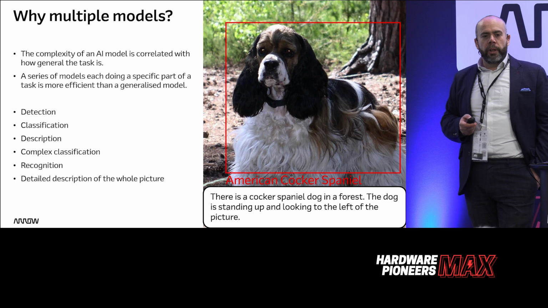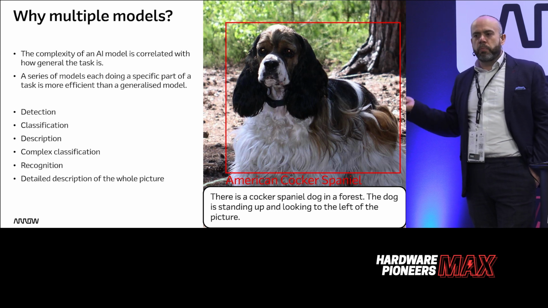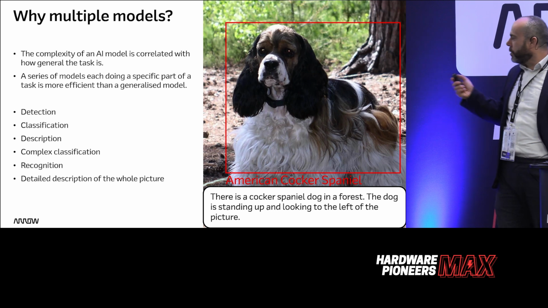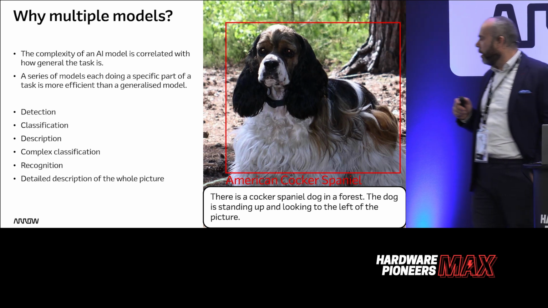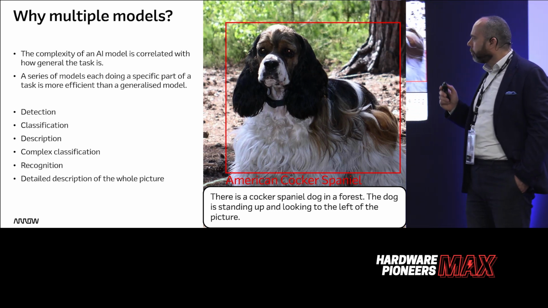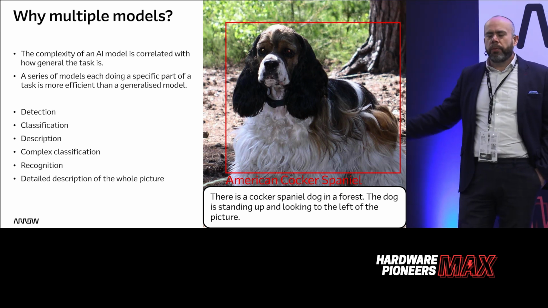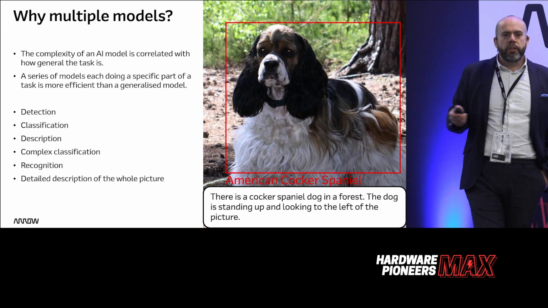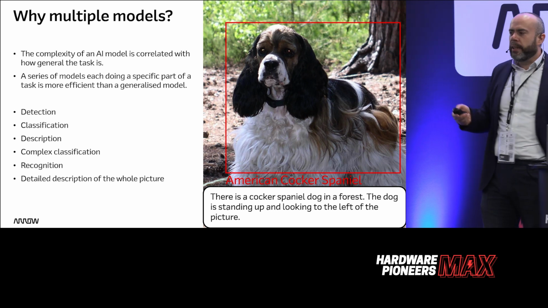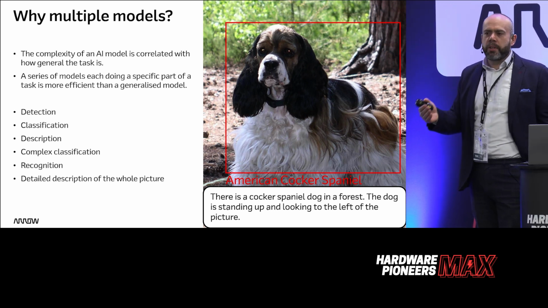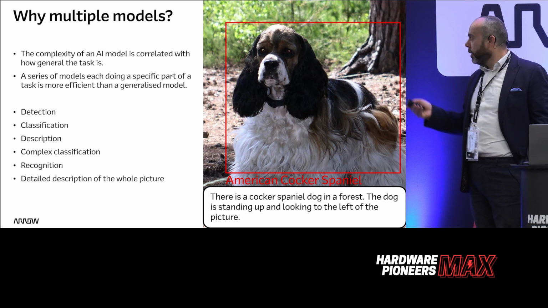And now we have descriptive. So this is much more closer to using a small generative AI model. This is a Cocker Spaniel dog in a forest. The dog is standing up and looking to the left of the picture. So you can imagine the level of complexity as we go through this changes. And so it's important that we use models of the complexity we need so that we are within size and power budgets for what we're trying to do at the edge.